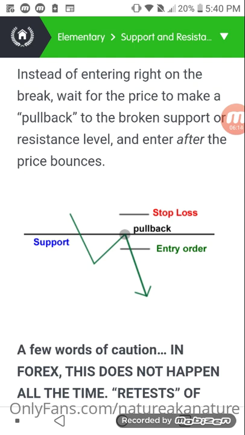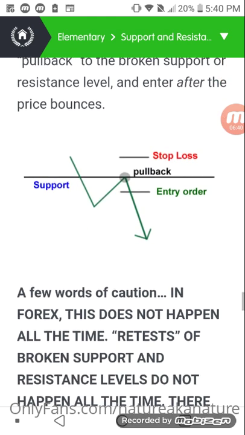Sorry, it was a little confusing for a second. Instead of entering right off the break, wait for price to make a pullback to the broken support or resistance level, and enter after price pulls back, or bounces back. So put your stop loss above the support line, and you enter once price bounces back to that broken support line. So that's the conservative way to play the break, and the aggressive way to play the break.